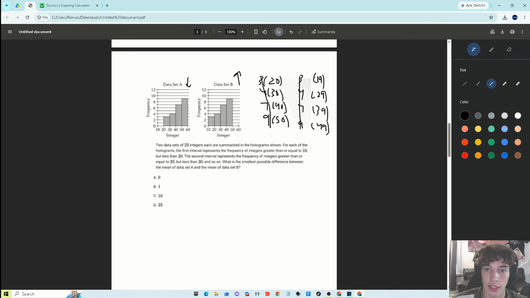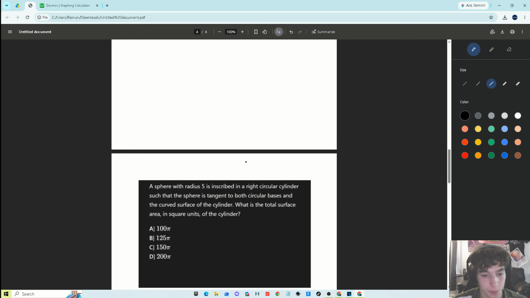So 20, 19, 30, 29. What you might notice is that they're 1 apart. They're all 1 apart. So our answer is going to be the means are going to be 1 apart. That's the smallest it could be. So if you put that answer, congrats, you got that one right. And that's how you do it.